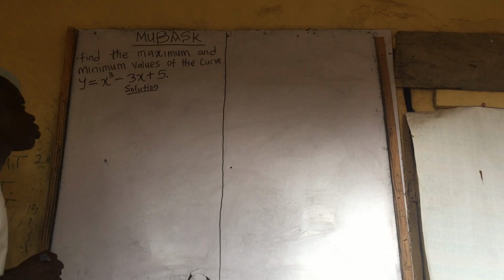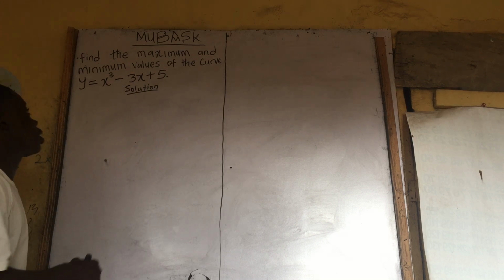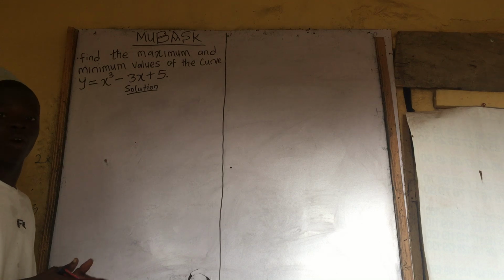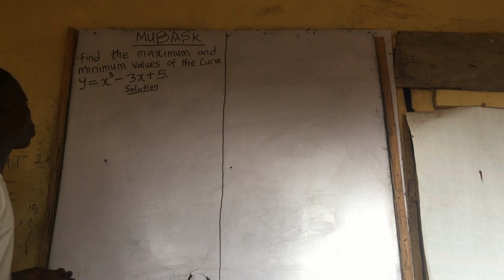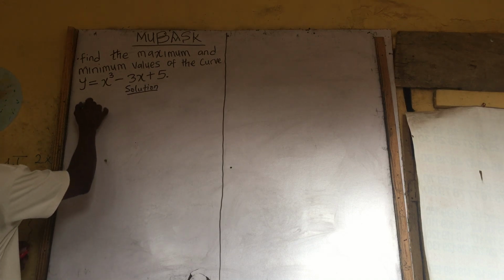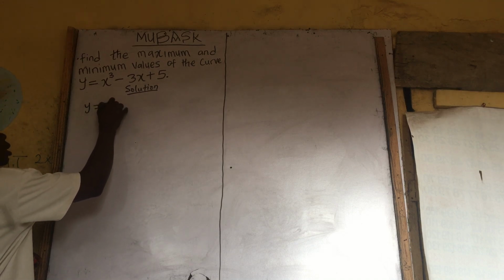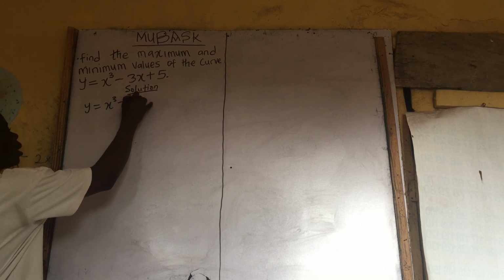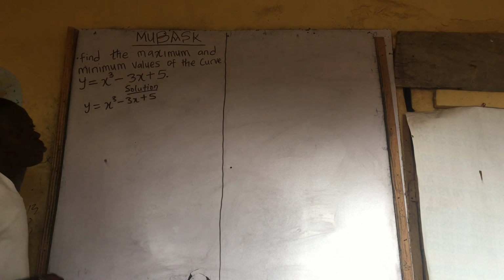As I said earlier, this question came out of application of differentiation. We have to differentiate it. Let us write it out: y equals x cubed minus 3x plus 5.